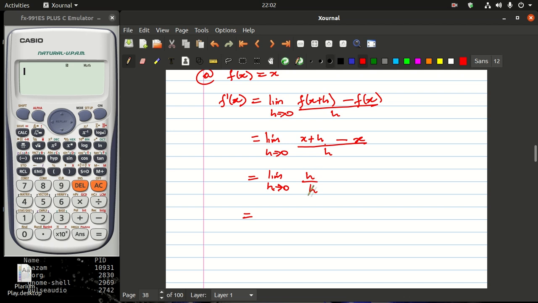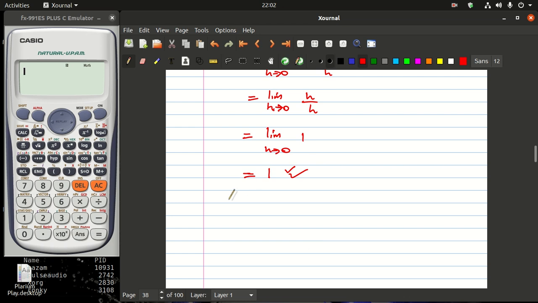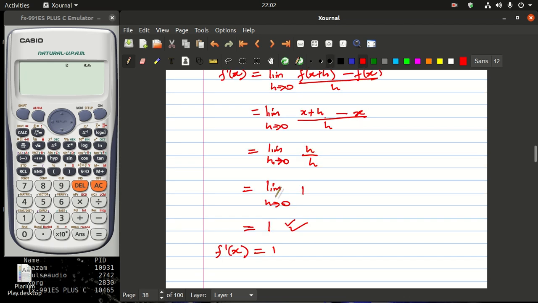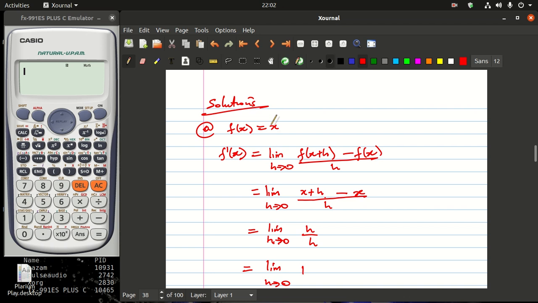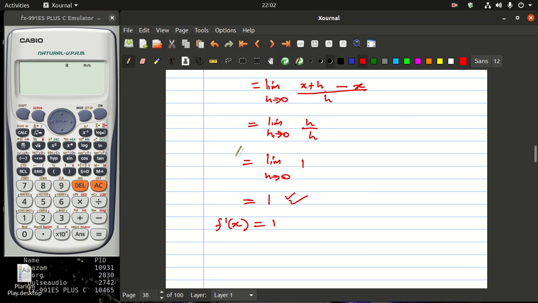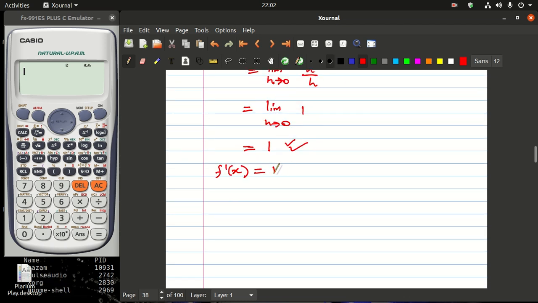So the common factor here is h and h, so I have the limit as h approaches 0 of 1 here. The limit of a constant is just that constant. So you drop the limit because now you are plugging in. So that's when you actually drop the limit here. So basically, f prime of x is just equal to 1, which means that the slope of the tangent line touching this curve at point x is just equal to 1.